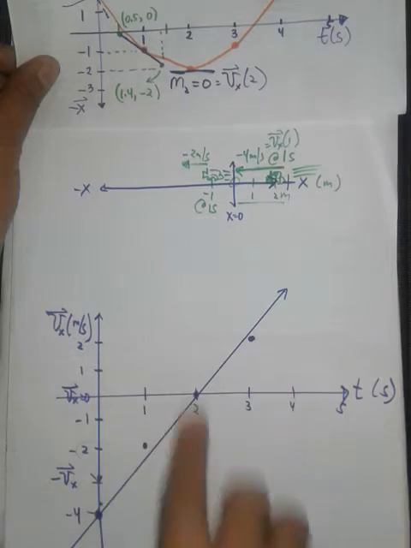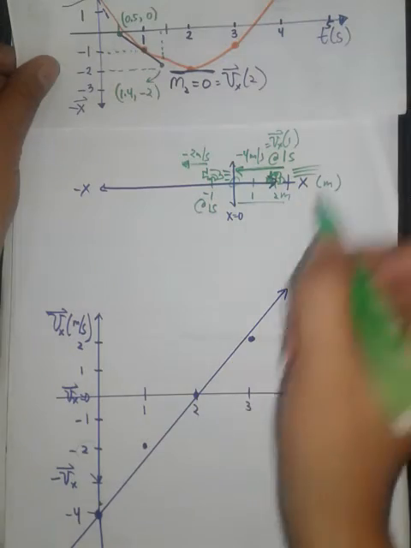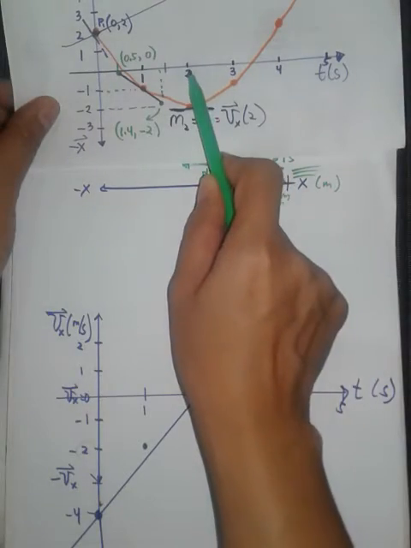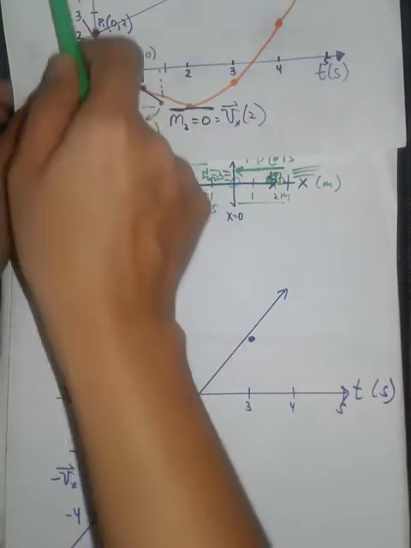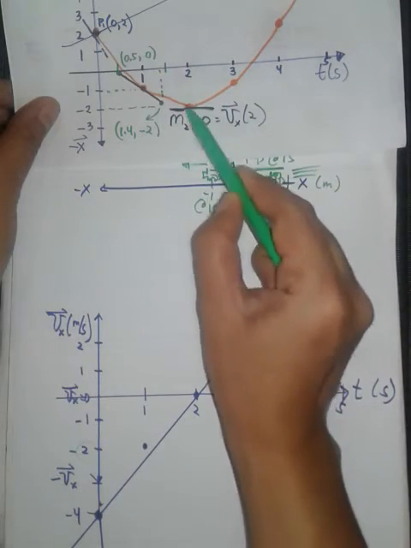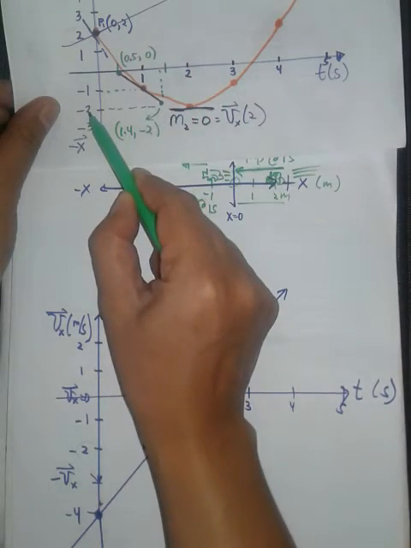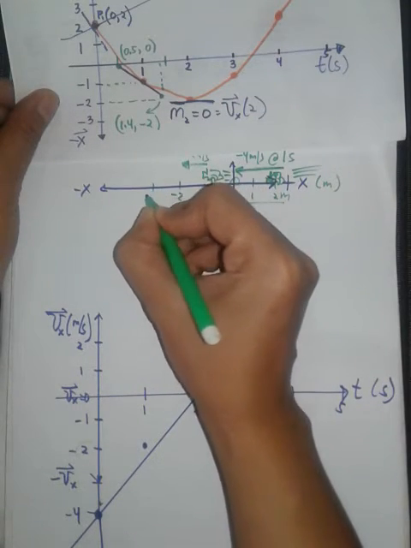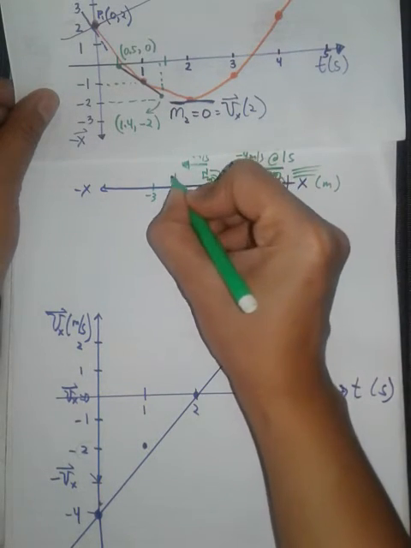Correct? Let's continue. Where is the particle when time is 2 seconds? When you say where, you look at the position-time graph. Where is the particle when time is 2? Okay, it is here at negative 2 meters. So, this is negative 1, this is negative 2, negative 3, and so on.